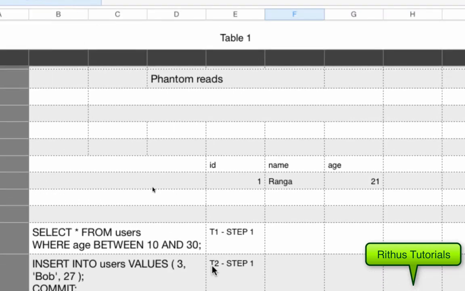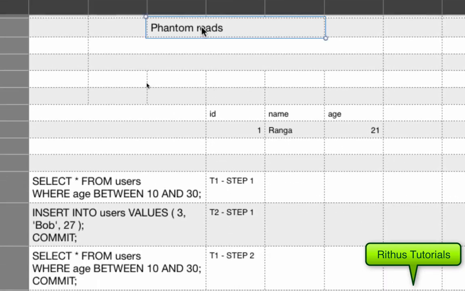The next problem that we are going to talk about in relation to transaction management is phantom reads. What is a phantom read? Let's consider this example. I'm just taking a particular row in a table. There is a table with one row, and a particular transaction is executing this query: select star from users where age between 10 and 30. So the number of rows returned here would be 1, because there is just one. The age is 21, which is between 10 and 30. It's not my real age, but it works for now. So one row is returned back.